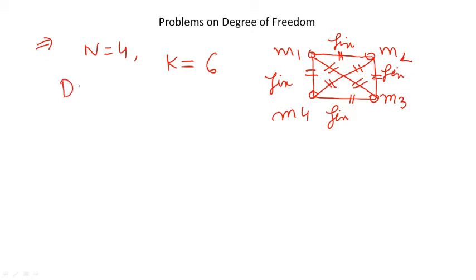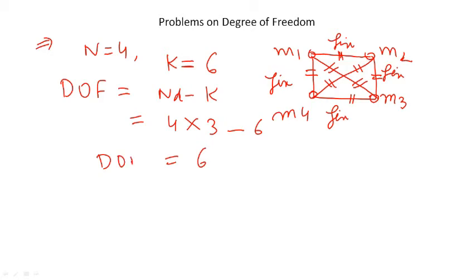So if we use the degree of freedom, our earlier formula, that was equal to nd minus k, then it comes out to be: n, the number of particles, is 4, and this system is moving in 3-dimensional space, so d will be 3 and k is 6, so here the degree of freedom will be 6.